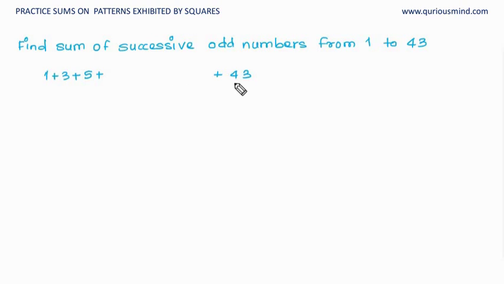What can we do? In the last example, I told you, you can add 43 plus 1, and divide by 2. So that is equal to 22. And hence the sum would be 22 square. And therefore the answer is 22 square, which is equal to 484. This is an easier way of doing it. Let's do the next one.